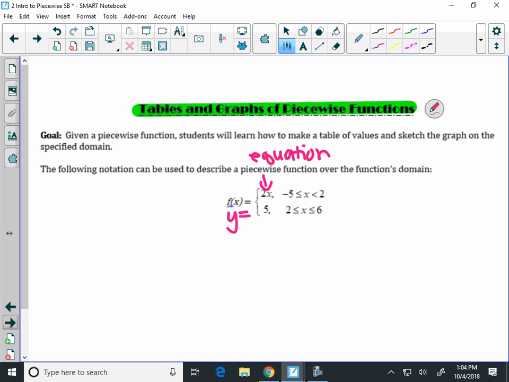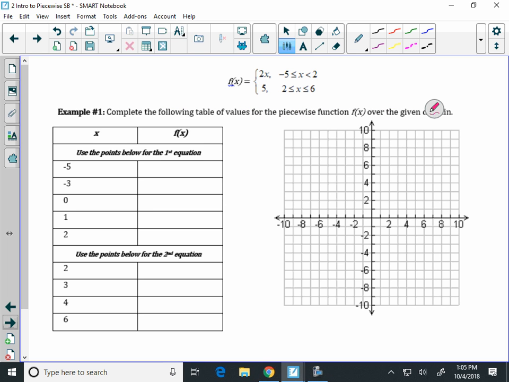And then the stuff with the inequalities over here, that's the domain. Each line, we are only looking at a piece of it. That's why it's called a piecewise graph. So this domain tells us what piece of the graph we are going to be looking at. So let's graph this piecewise function. We're going to use the table. I put x values in already for you so we can graph each one.